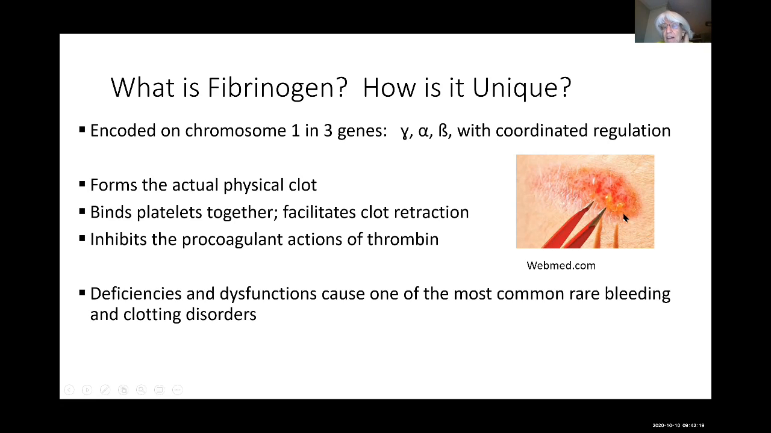And as you heard, it does promote platelets binding here, and also the retraction or the squeezing down of the clot. But a very important thing I want to emphasize is that fibrinogen inhibits the pro-clotting action of thrombin. Deficiencies and dysfunctions cause one of the most common rare bleeding and clotting disorders. Afibrinogenemia itself is very uncommon, but if you take all the A, hypo, and dys, there are quite a few variations of fibrinogen.